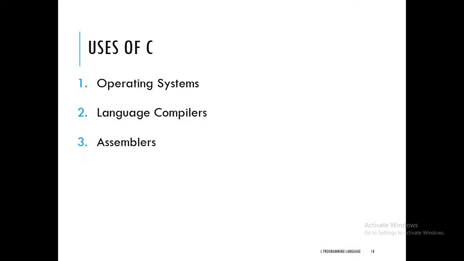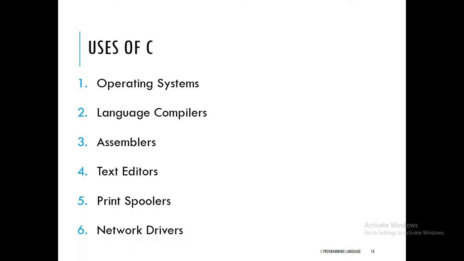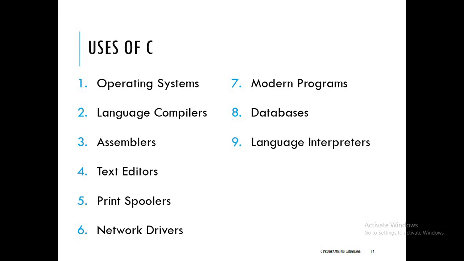Next we are going to see about uses of C. With the help of C programming language, nowadays the developers are developing operating systems, language compilers, assemblers, text editors, print spoolers, network drivers, modern programs, databases, language interpreters, utilities. So these are the uses of C language. By using C programming language, nowadays the developers are developing these kinds of applications for general purpose.